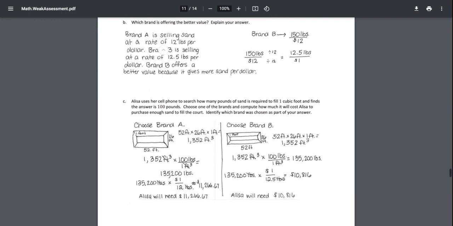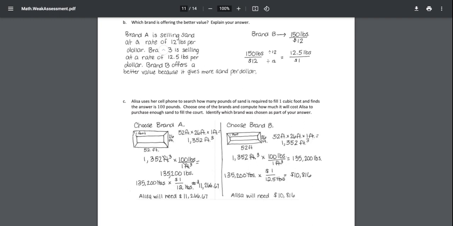So when I did this, we need to find the area of the volleyball court first. So to find the area, it's length times width. This is something they expect you to know. So 52 by 26 is 1,352. And it takes 100 pounds. So we're taking this number of feet times 100 pounds. There's 135,200 pounds that are needed.